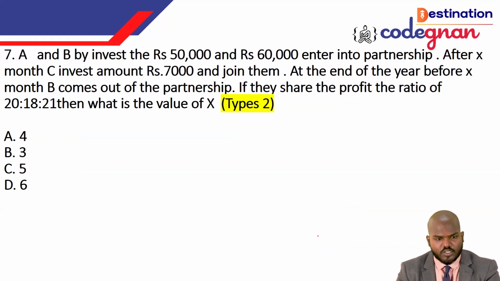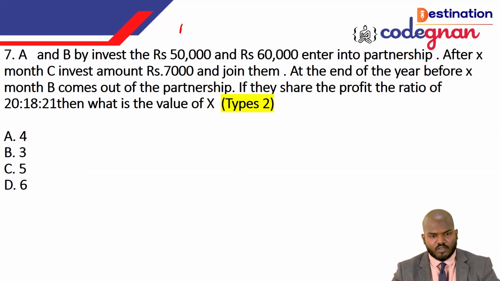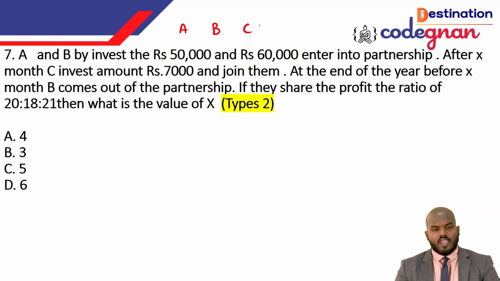Okay, now you see this one, A and B and C. There are 3 people here, so think of A, B, C. A and B invest 50,000 and 60,000 and enter into the partnership, and after some X months, some particular period, C invests the amount of 7,000 and joins them. At the end of the year, before the X month, B comes out of the partnership. If they share the profit in the ratio of the partnership 20 is to 18 is to 21, then what is the value of X?